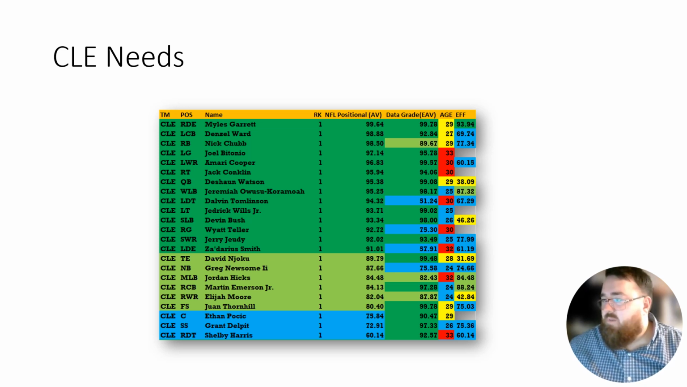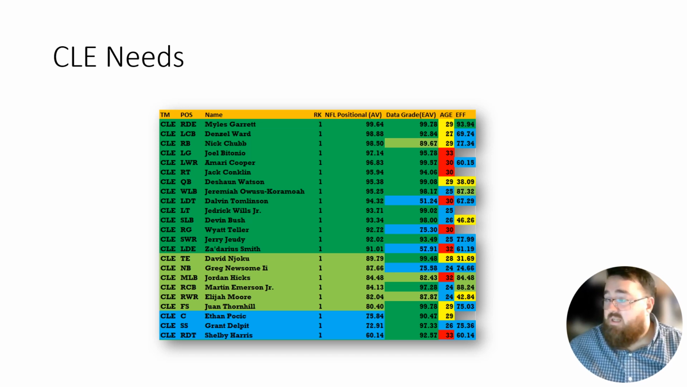When you take a look at the Cleveland Browns in terms of NFL AV, which is how they have performed, and you take a look at the data grades for the prospects here, these are the biggest needs that they have. They have a lot of older players on their roster. That's the biggest thing I really noticed with the Cleveland Browns is that they had a lot of really good players like Joel Bitonio, Mari Cooper, Jake Conklin, Dalvin Tomlinson, Wyatt Teller, Zadarius Smith, Jordan Hicks, but they're all older prospects. Denzel Ward, for example, is 27 years old.